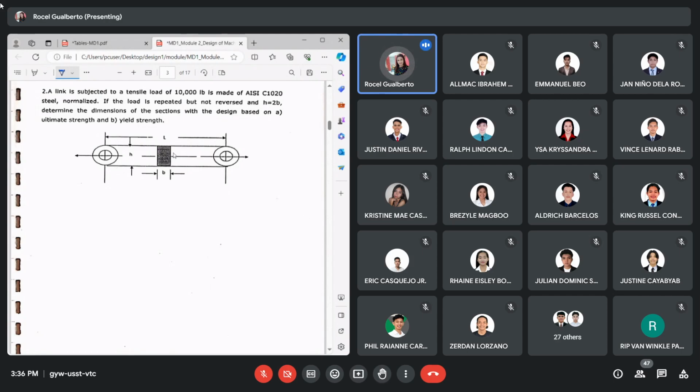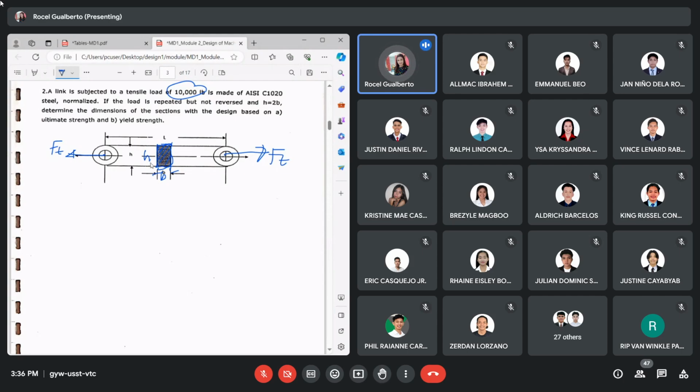So this is our link. Here is the tensile load that you apply to the member. Each of this tensile load weighs 10,000 pounds. So kada isa dyan, that's 10,000 pounds. And then this link is made up of C1020 steel normalized. And its cross-sectional area is rectangular in form, having dimensions H for the height and B for the base. So yun po yung hahanapin natin dito.